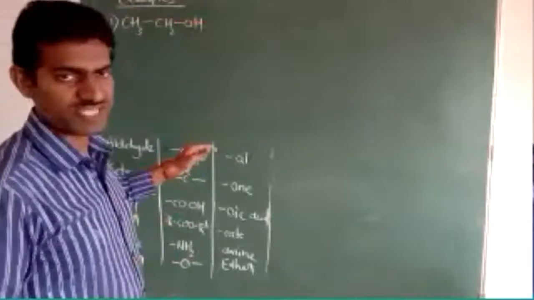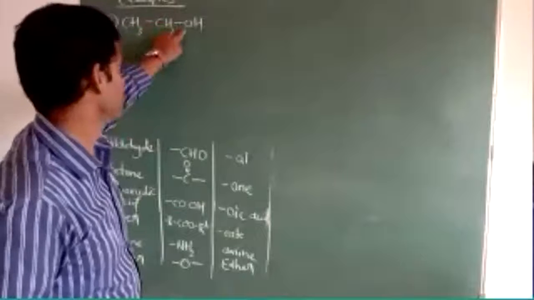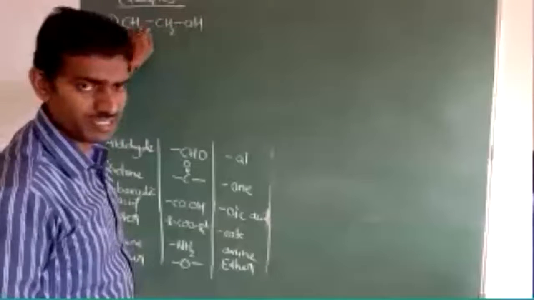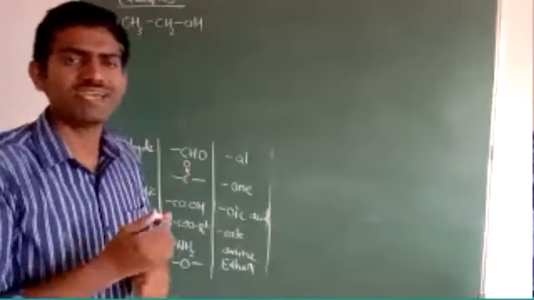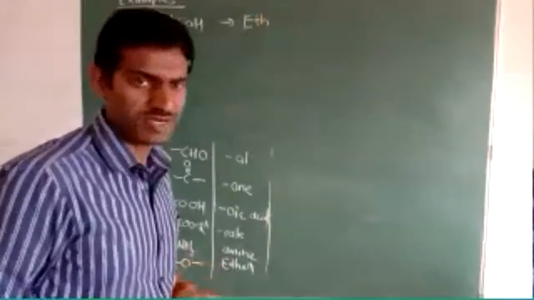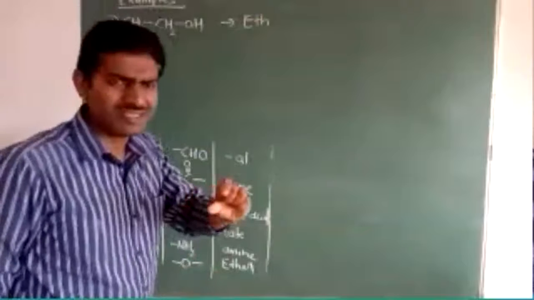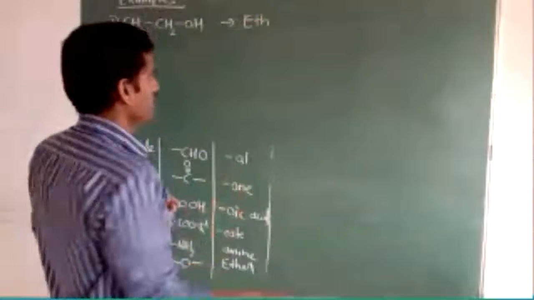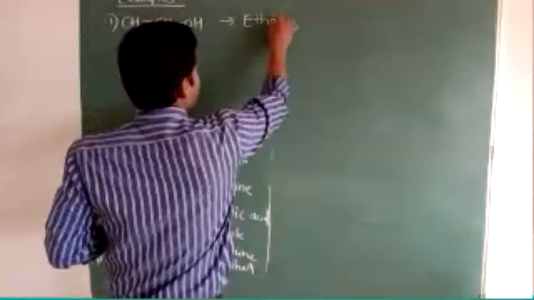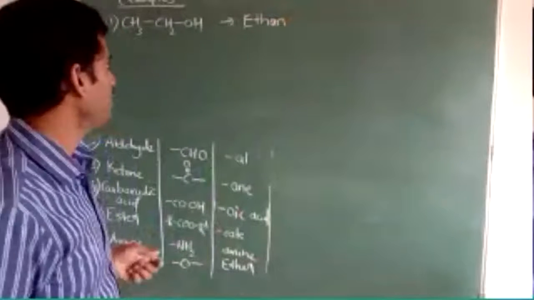See here, first example, CH3, CH2, OH. Total how many carbon atoms are there? There are 2 carbon atoms. So that's why the root word is eth. Next, all are single bond, so that's why it is an.